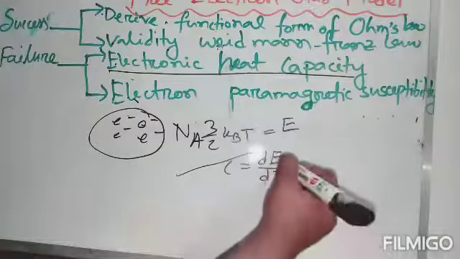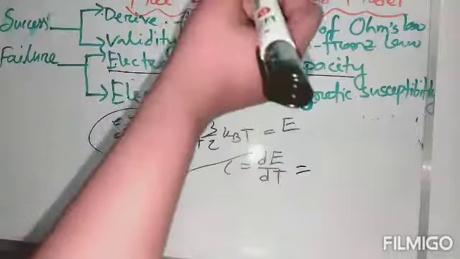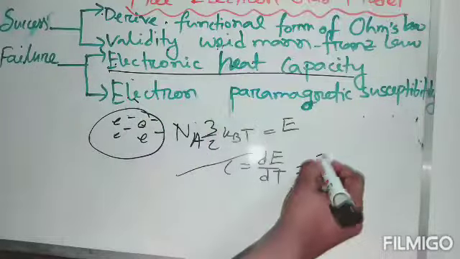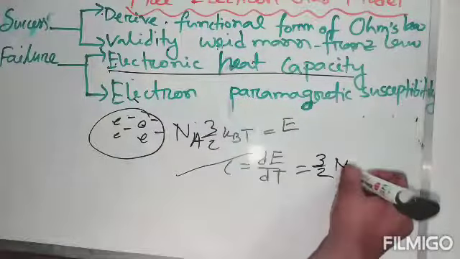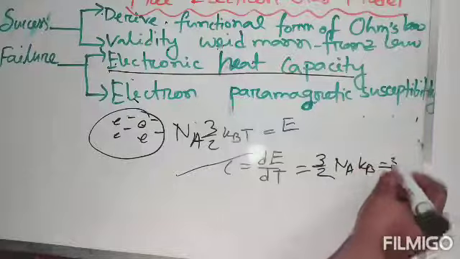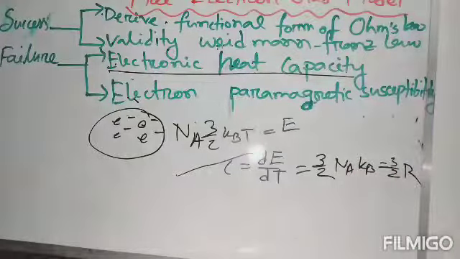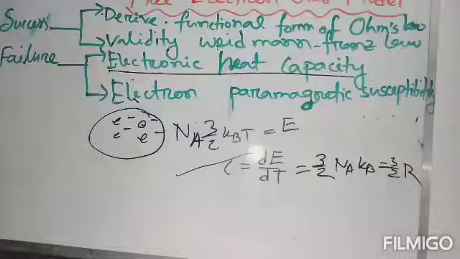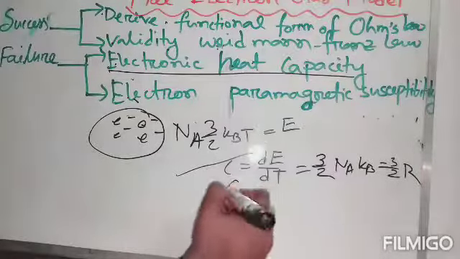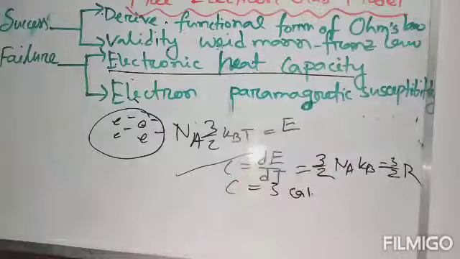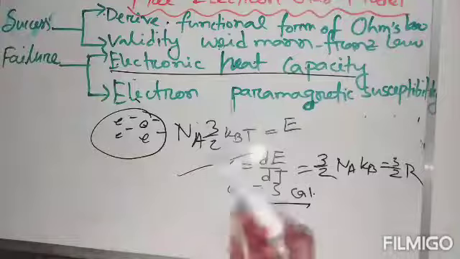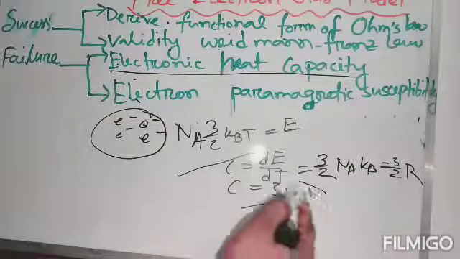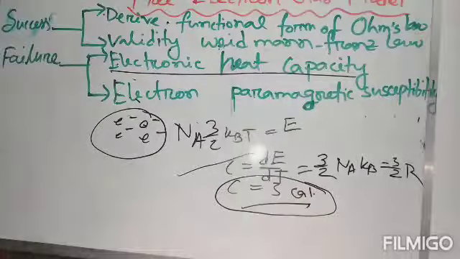If we put the value of E from here, for the free electron theory we get C equals 3/2 NA kB, which equals 3/2 R, because this is a molar gas, and NA kB means R. R is generally 2 calories, so the value of C is 3 calories. This value is very high compared to the experimental value. We get this value by the theoretical process, but the experimental value does not match it.